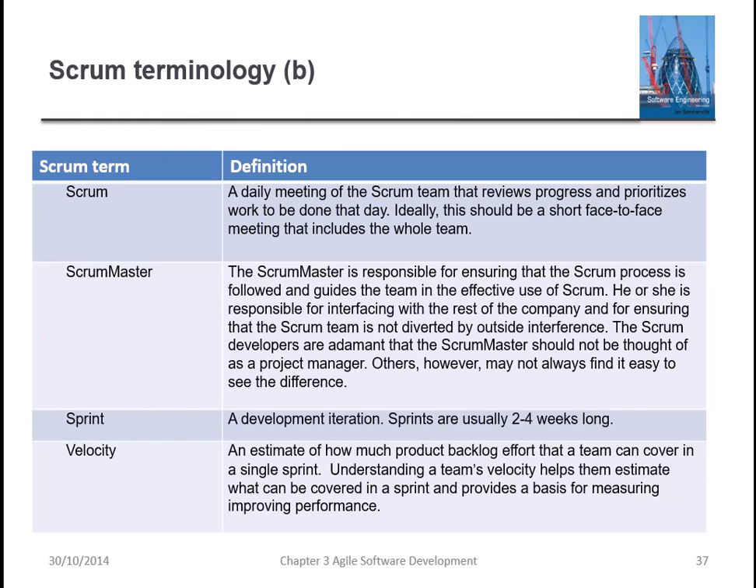Now come to the sprint. What is meant by the word sprint? A sprint is a development iteration. Sprints are usually 2 to 4 weeks long. So the minimum duration is 14 days and the maximum duration for this iteration or sprint is 4 weeks.